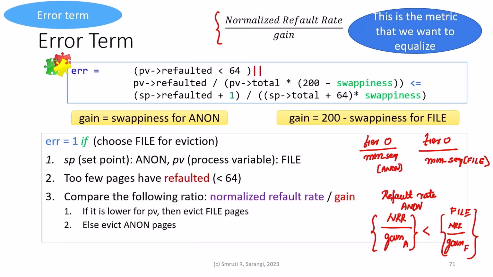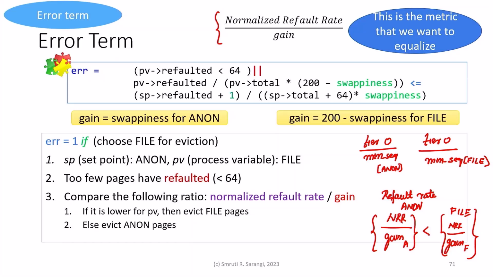So what is the quantity I'm trying to equalize? The quantity I'm trying to equalize is the observed refault rate divided by my desire to throw out a certain kind of page. If my desire is high, the observation should be high. Let me assume that the observation should be proportional to my desire, which means the ratio is a constant.